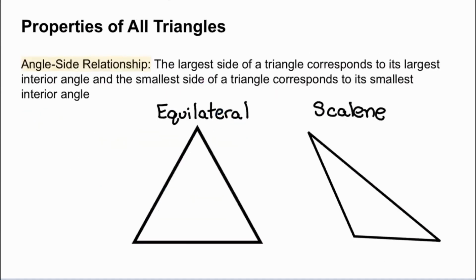Now going back to the properties that all triangles share, this one is a relationship. It is the angle side relationship. And it says that the largest side of a triangle corresponds to its largest interior angle, and the smallest side of a triangle corresponds to its smallest interior angle. So I want to see how this looks like with the scalene triangle first.